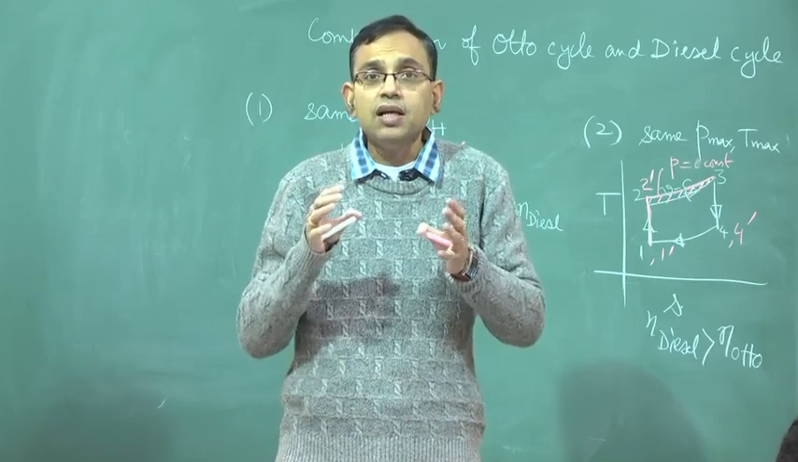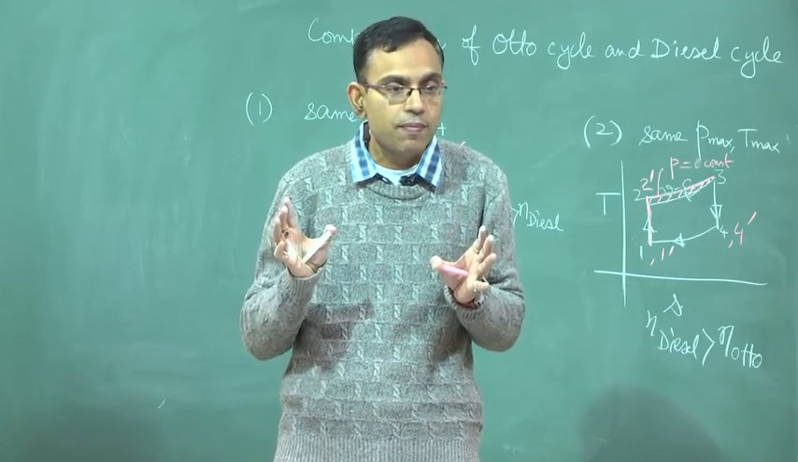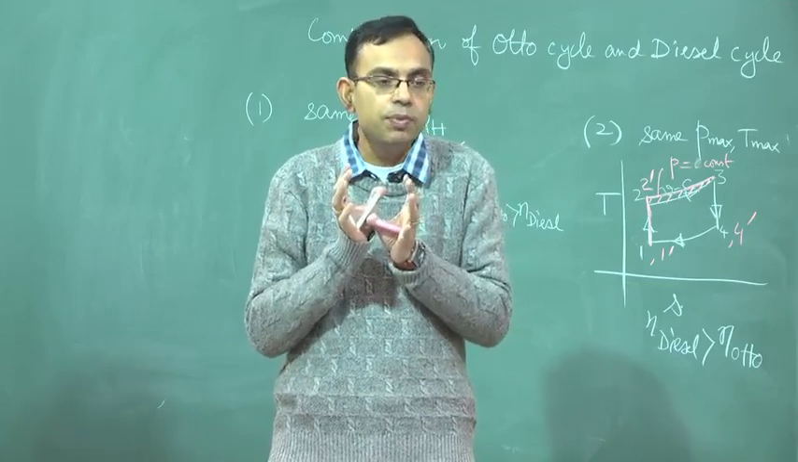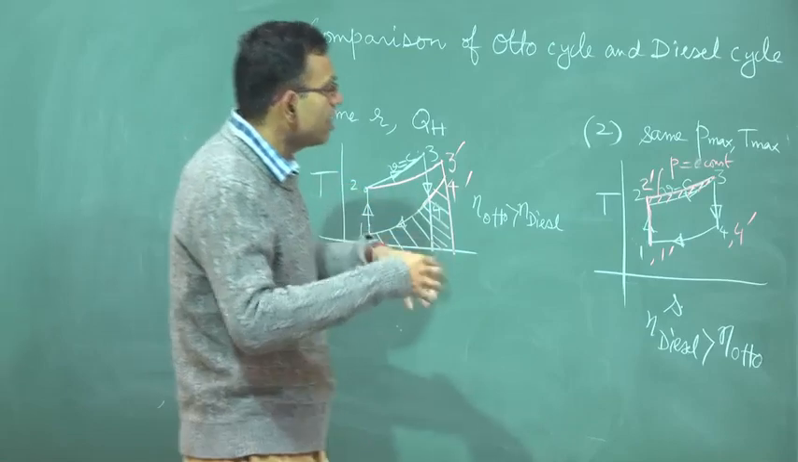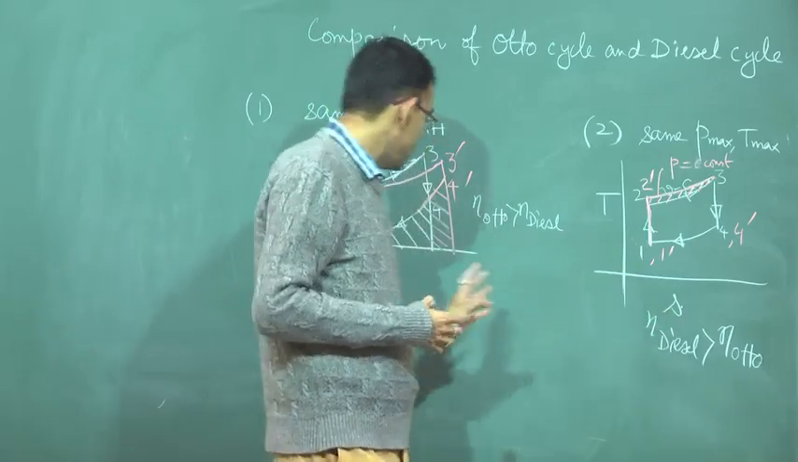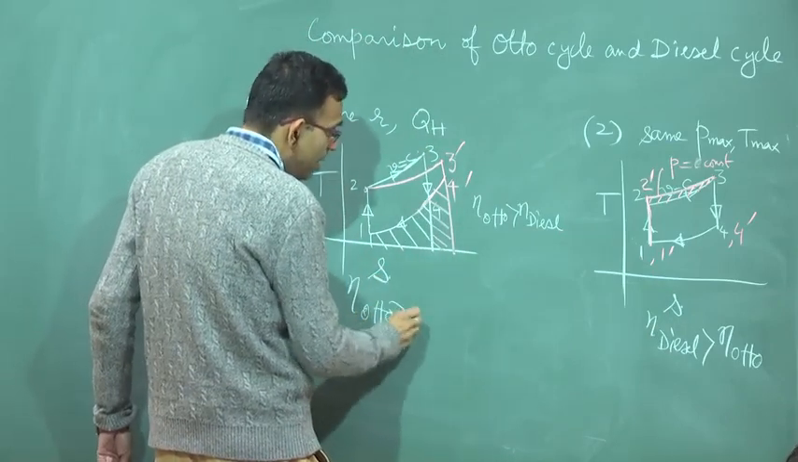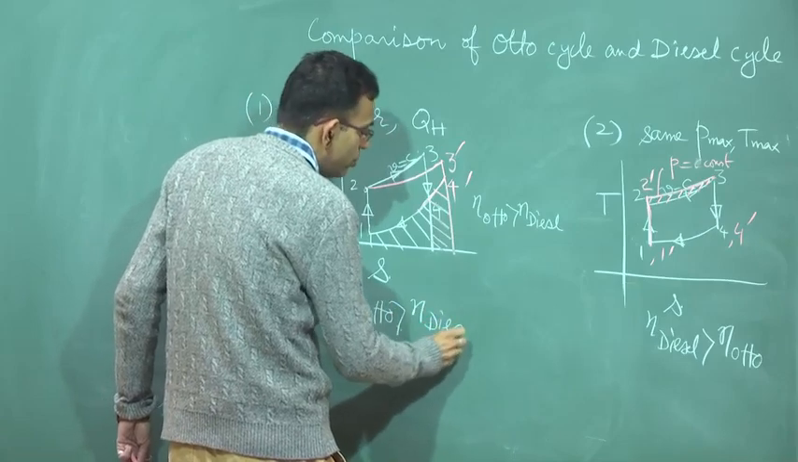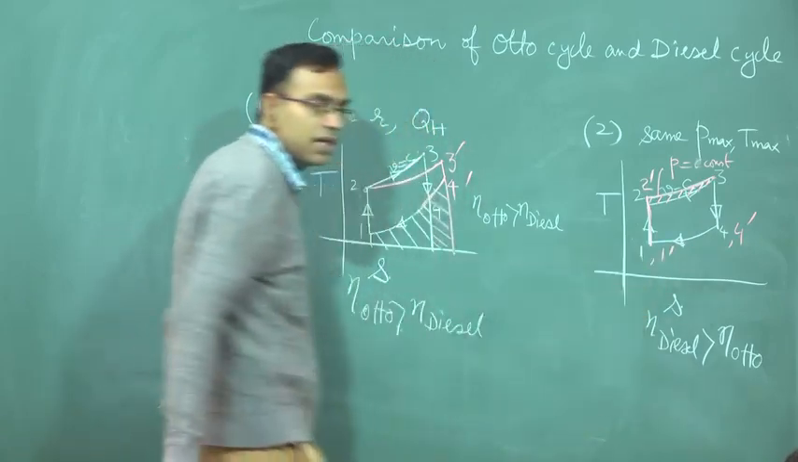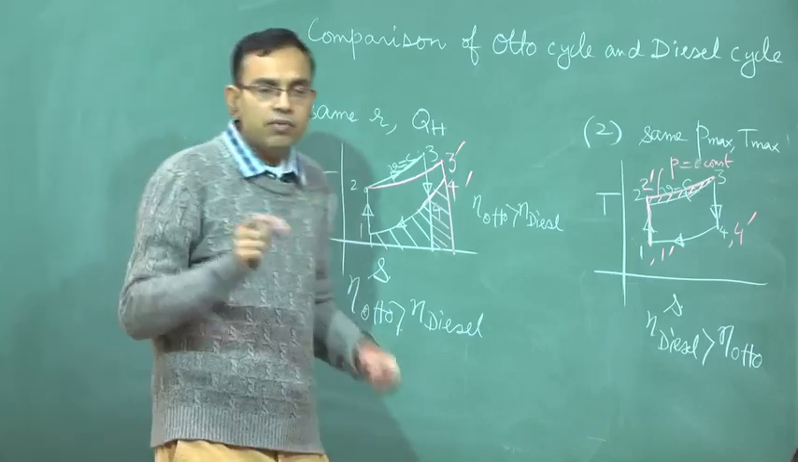the first question you must ask is, what is the basis for comparison? What are the parameters that you are keeping fixed? Depending on what you are keeping fixed, you will have different answers. In this case you have eta Otto greater than eta diesel, but in case 2 you have eta diesel greater than eta Otto. Now, finally, I will give you a small note.